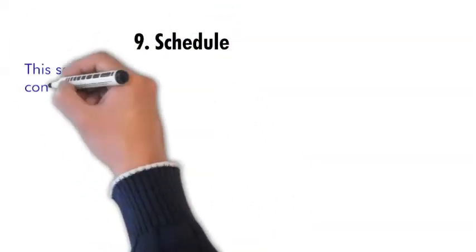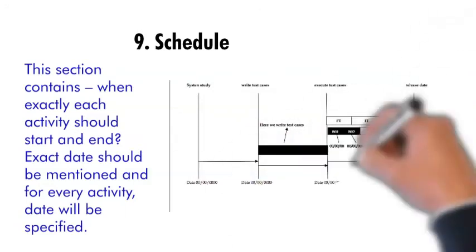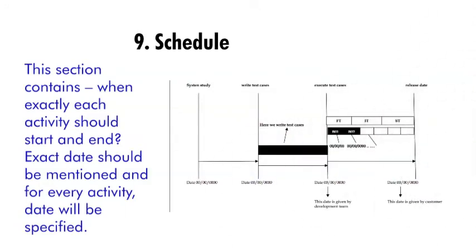Schedule. This section contains when exactly each activity should start and end. Exact dates should be mentioned, and for every activity, a date will be specified. Thus, as we have seen in this image, for every specified activity, there will be a starting date and closing date. For every build, there will be a specified date. For every type of testing, for each build, there will be a specified date.